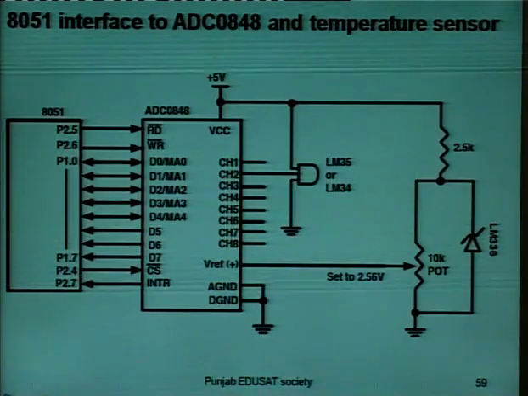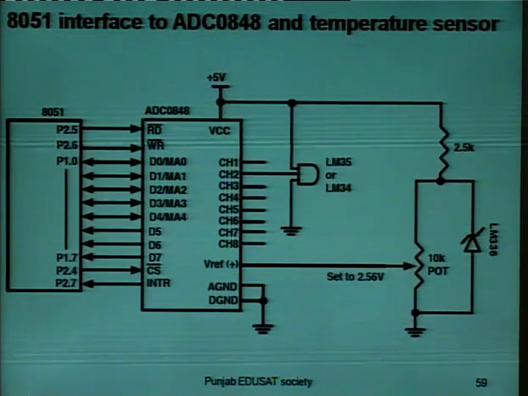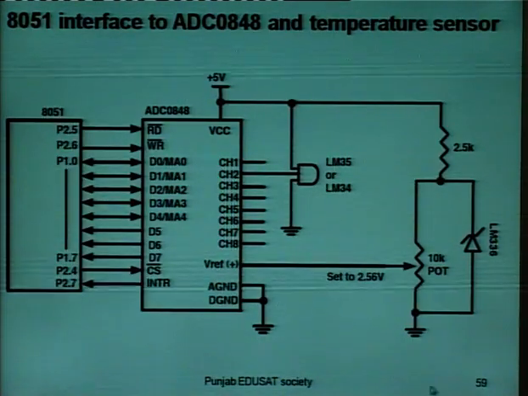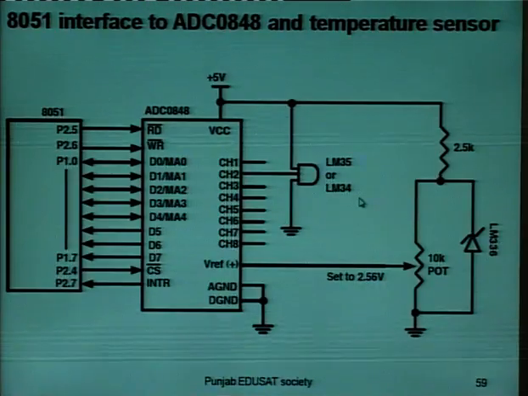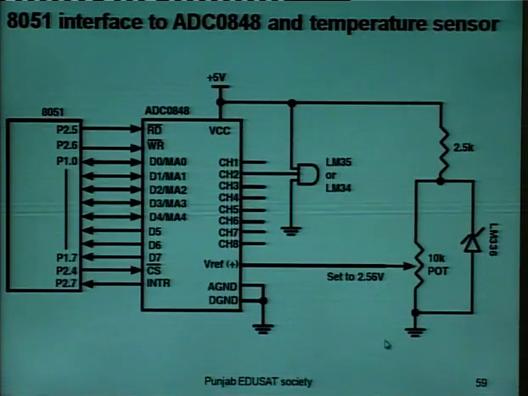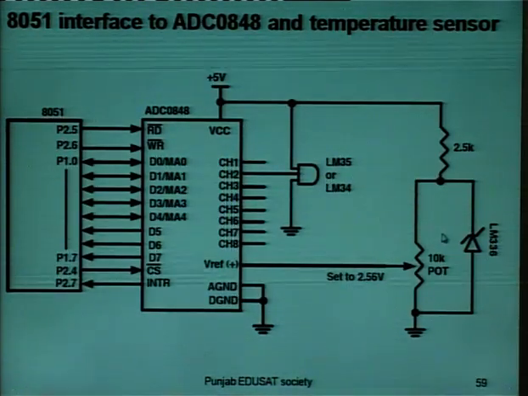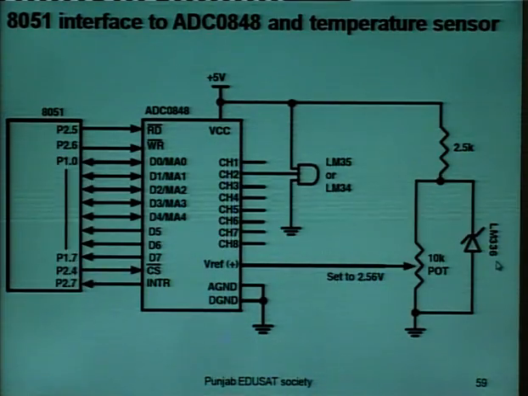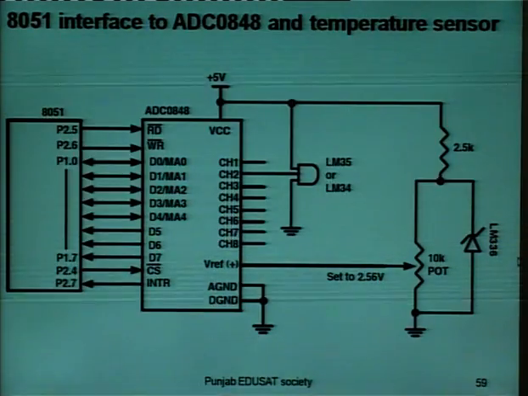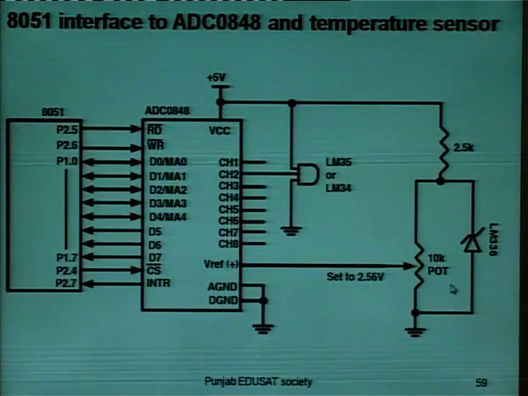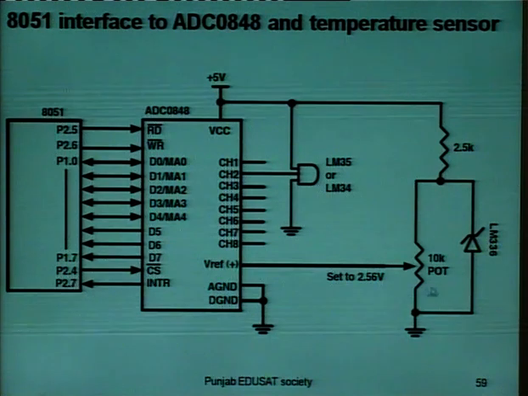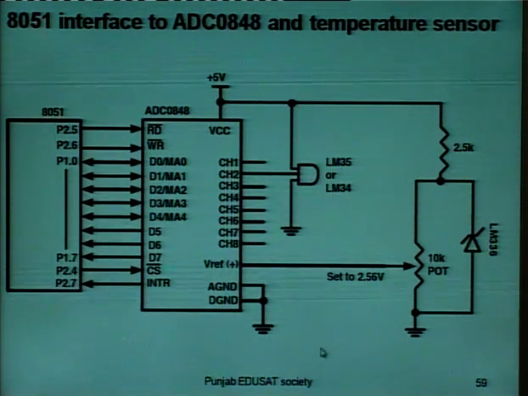V out of ADC 0848 corresponds directly to the temperature as monitored by the LM35 or LM34 sensor. Here we use an LM336 2.5 volt Zener diode to fix the voltage across the 10K pot at 2.56 volt, and this overcomes any fluctuations in the power supply.